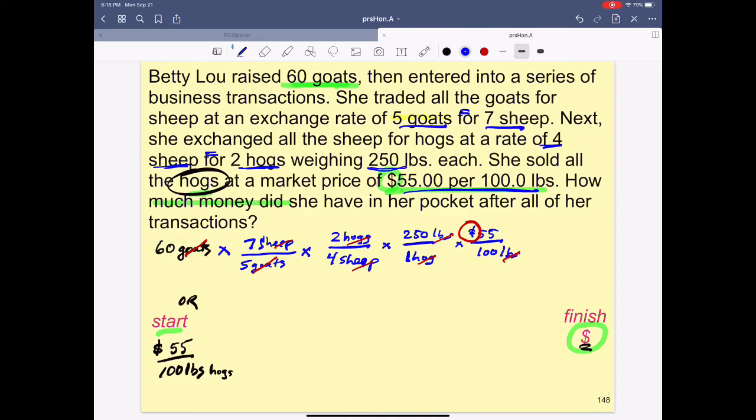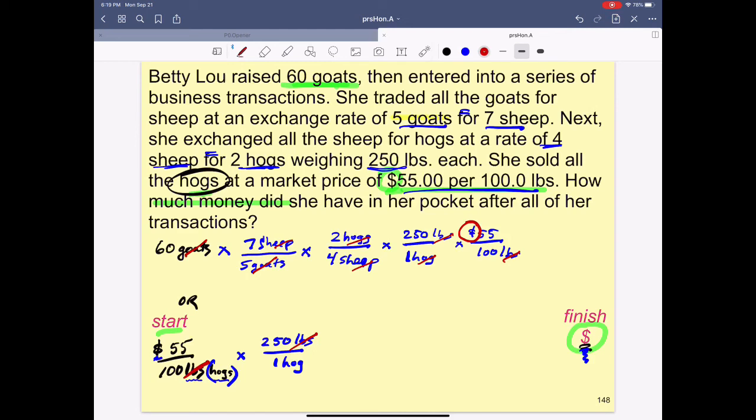Just as easily, we could have started with the $55 because we know we want to end up with dollars, so let's start with dollars up above. This gets a little confusing now when it's pounds per hog, but we just need to keep clear that it's hogs, not pounds of sheep or goats. So we would need to say 250 pounds for every 1 hog. Again, we're not worrying about this particular unit. That will allow us to get rid of pounds.